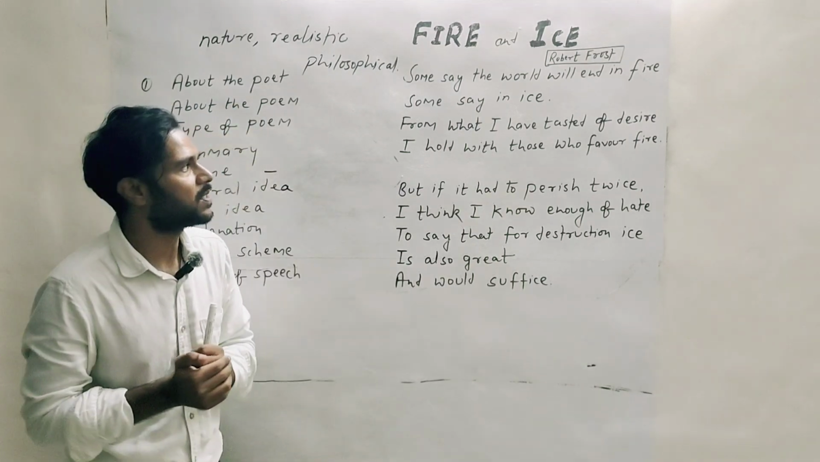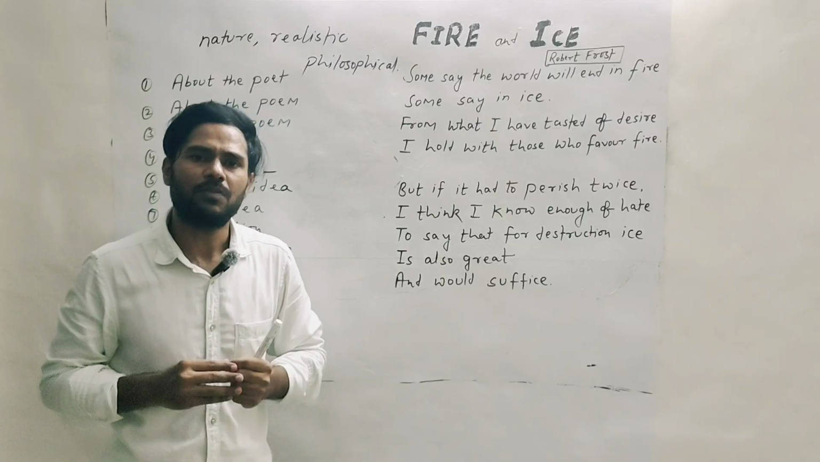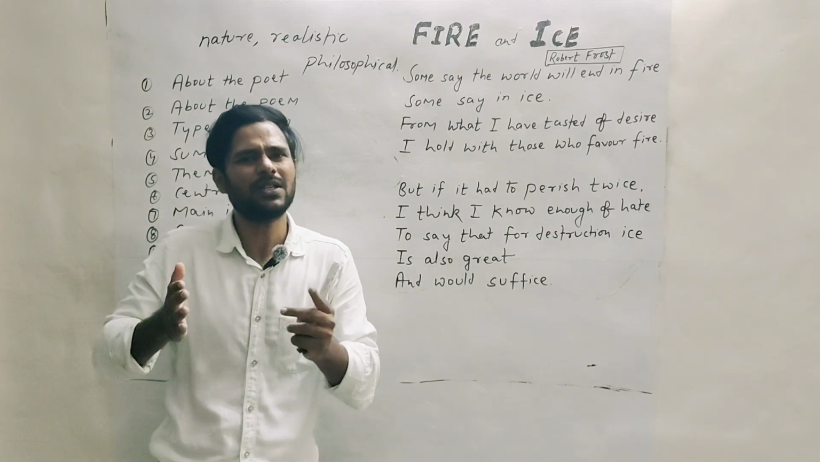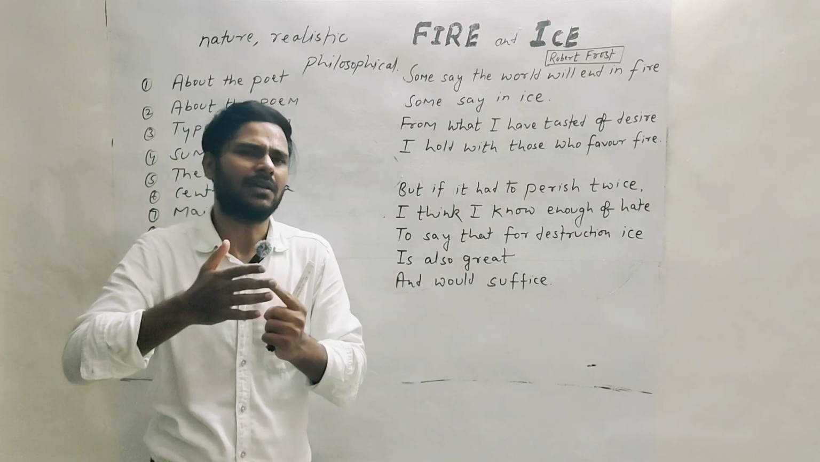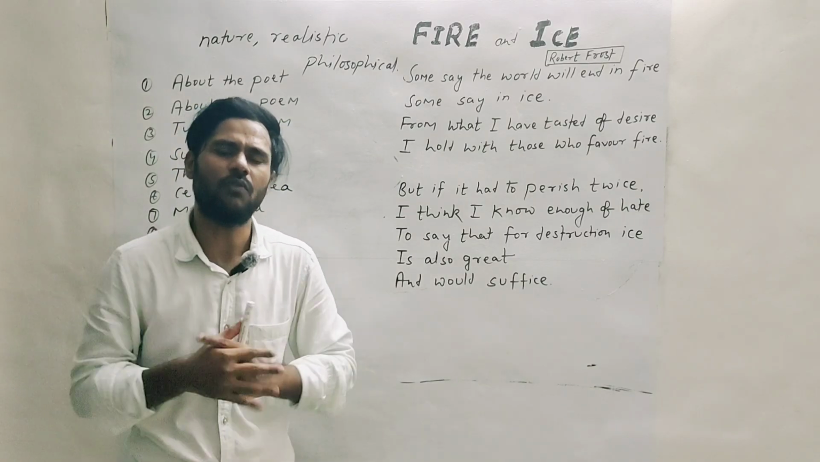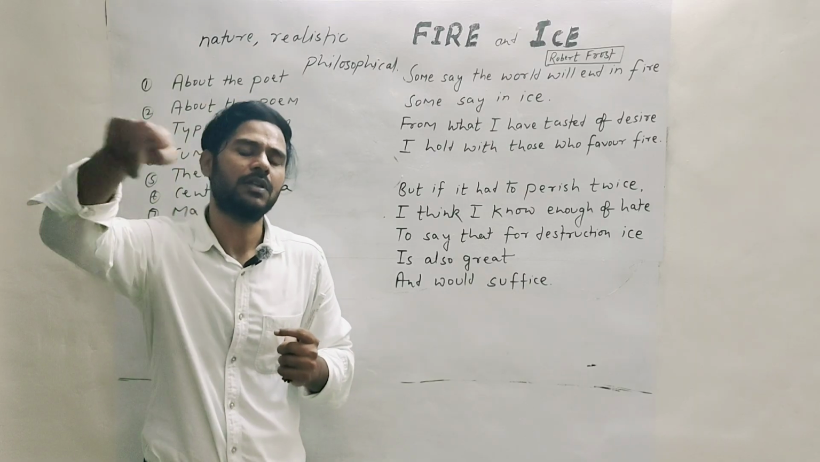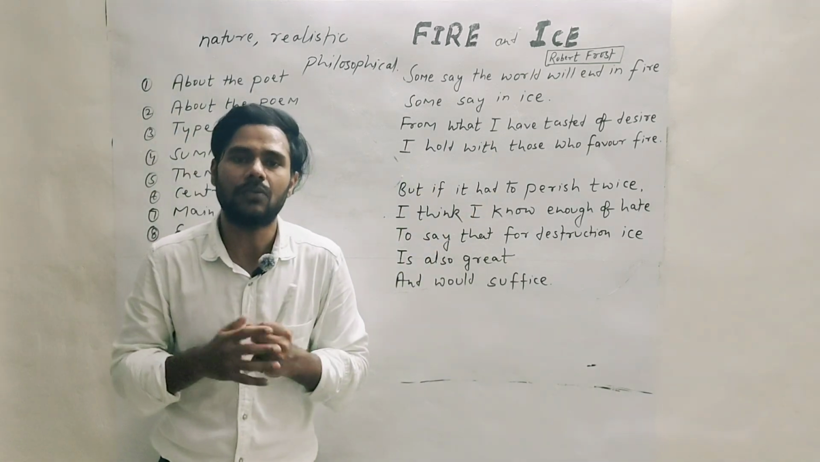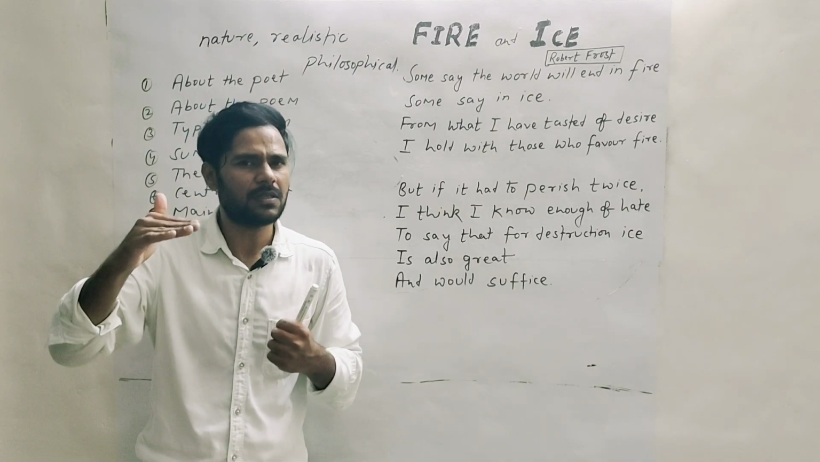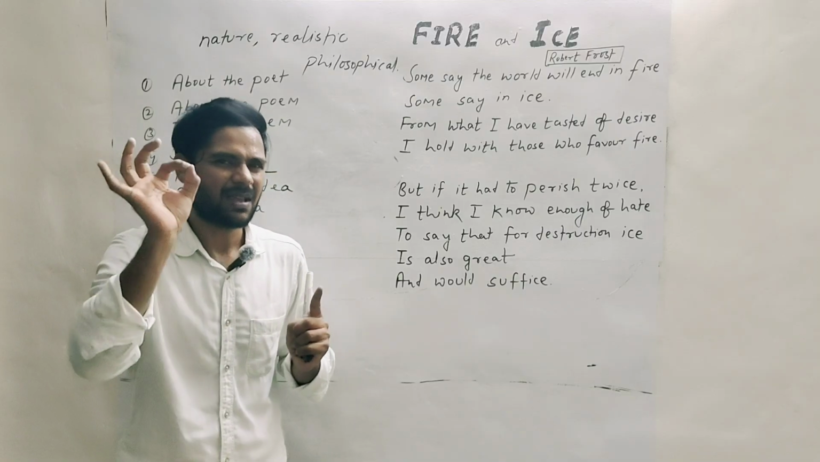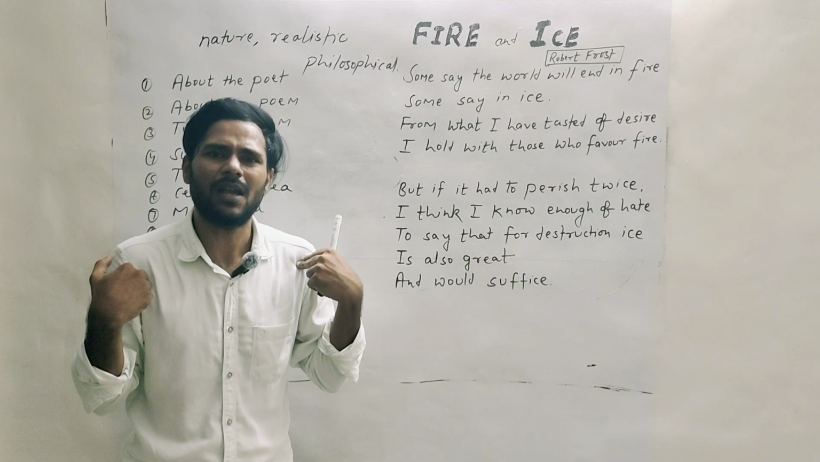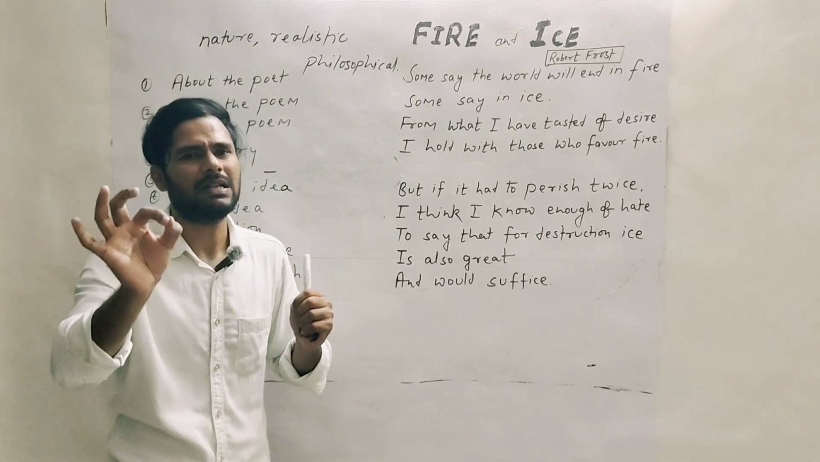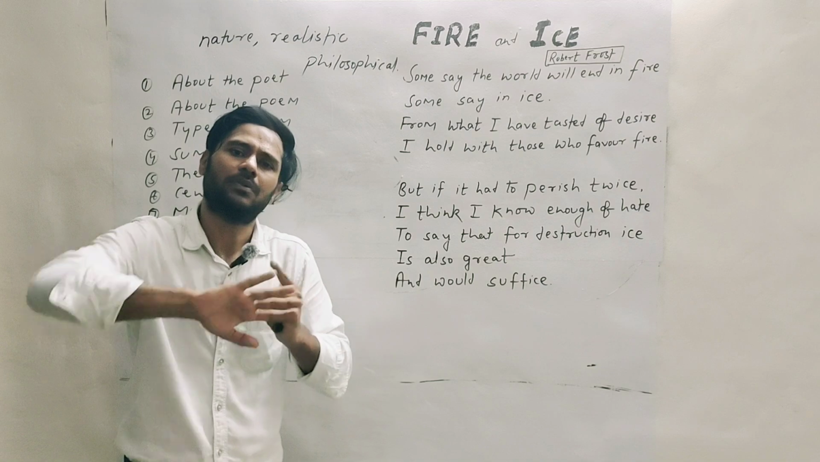Some say the world will end in fire, some say in ice. The poet says here that there are lots of people who say that the world can be destroyed with fire. But there are also some people who say no, they think that ice is also enough to destroy the whole world. Two types of people are here, and the poet is explaining both of them. From what I have tasted of desire, I hold with those who favor fire. So the poet himself says that he has also experienced that desire is enough to destroy the whole world, because he has experienced it in his life. He must have met some people, or seen some situations, that tell him that desire, passion, and lust are enough to destroy the world.